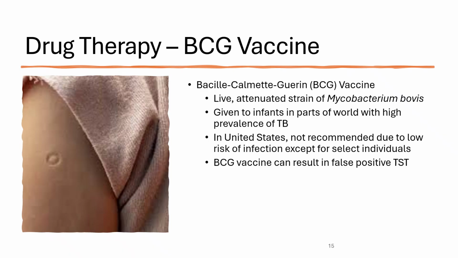BCG vaccine is a live strain of Mycobacterium bovis. The vaccine is given to infants in parts of the world with a high prevalence of TB. In the United States, it is rarely used because of the low risk for infection, the vaccine's variable effectiveness against adult pulmonary TB, and the potential interference with TST reactivity. The BCG vaccine should be considered only for select patients who meet specific criteria.